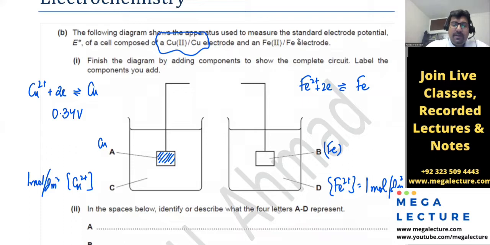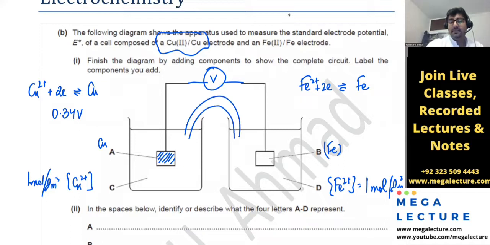In between, you would need a voltmeter. Okay, and there's one thing missing. What is that one thing that's missing? One last thing that's missing. Anyone? Okay, that's your salt bridge. I didn't explain why the salt bridge is needed, but for now, just for drawing's sake, remember you need a salt bridge. Otherwise, the circuit will not be complete. But I'll explain this in detail.